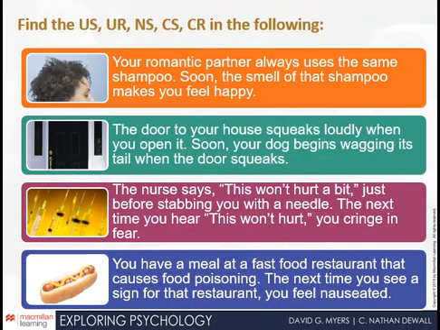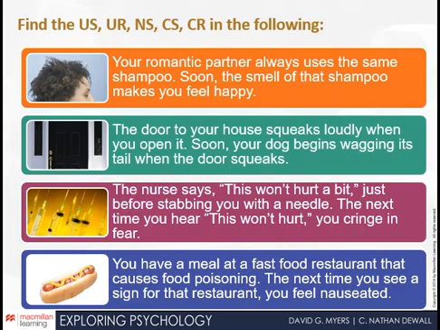Now let's find some examples. We have the US, UR, NS, CS, and CR in the following. Again, it's the unconditioned stimulus, the unconditioned response, the neutral stimulus, conditioned stimulus, and conditioned response. So let's read through some of these.